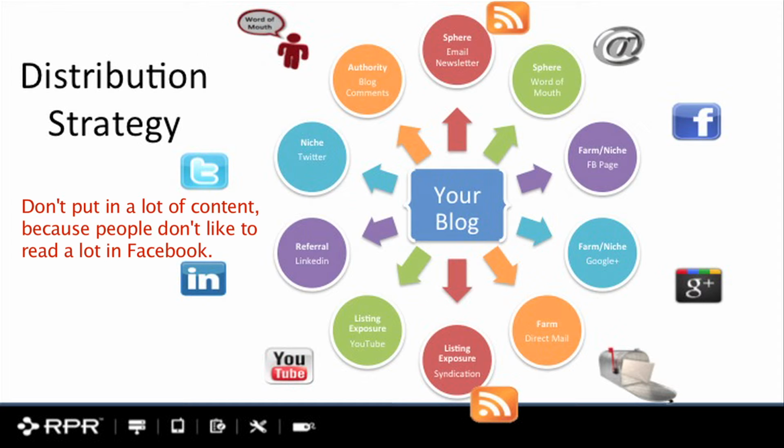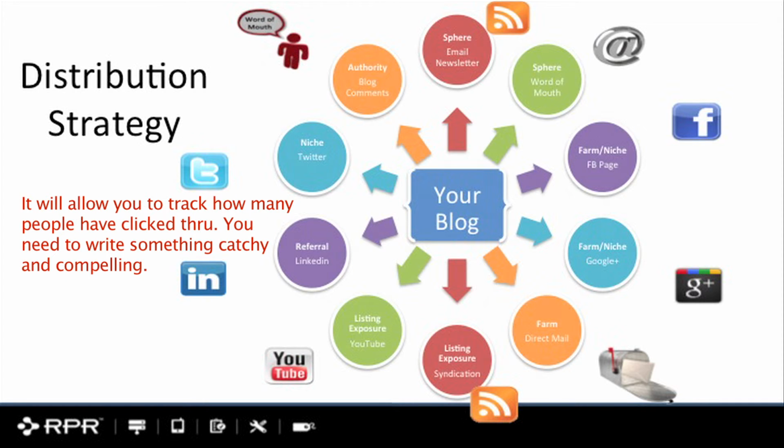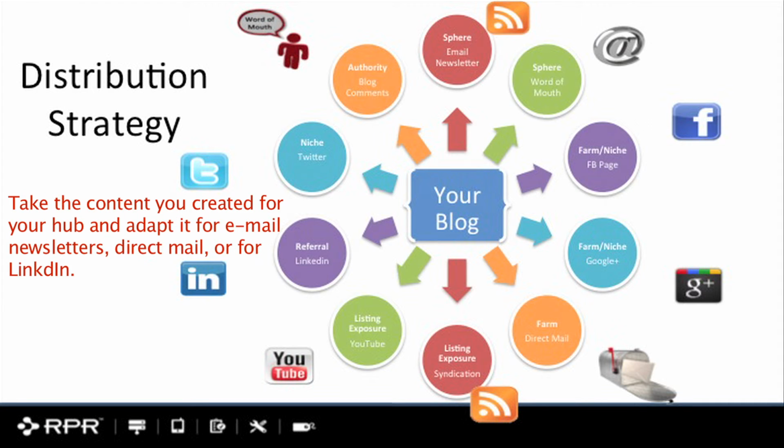So that's one step. Maybe we're sending over to Twitter. Well, Twitter's got a 140 character text limit, so I surely can't just put my article in there. So that's where you've got to include the link. The link will get shortened by the shortener tool that'll actually allow you to track how many people have clicked through. And then you're going to write something catchy and compelling that's going to make them want to click on that link. Okay?